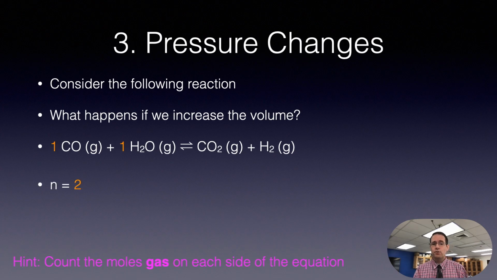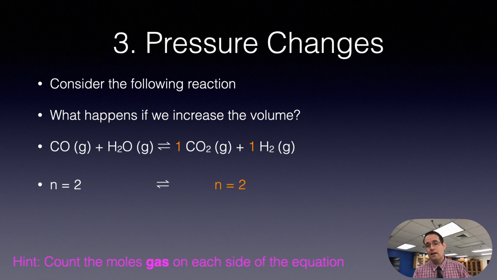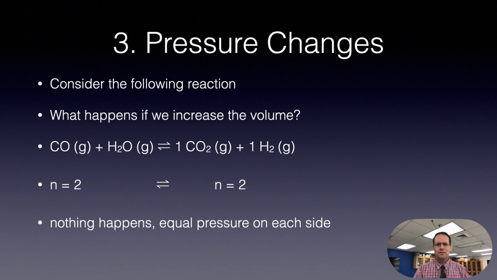Well, what you want to do is count the number of moles of gas on each side of the chemical equation. There's one CO and one H2O, so there's a total of 2 gas molecules on the left. And we do the same thing on the right. There's 1 carbon dioxide and 1 hydrogen molecule, so the total moles of gas is 2 on the right. And since n equals 2 on both sides, nothing is going to happen. There's equal pressure on each side, and there's no direction this chemical equation can shift to change that fact.